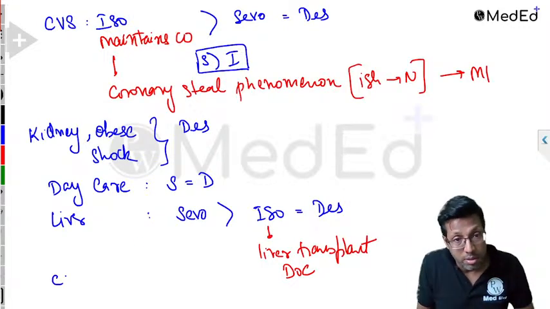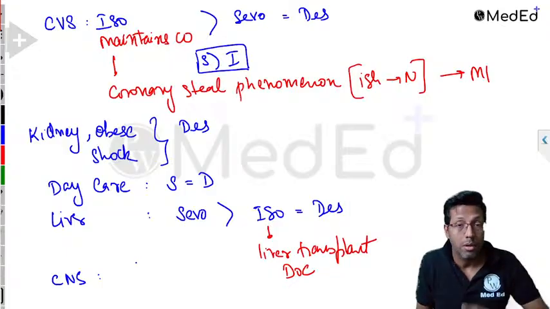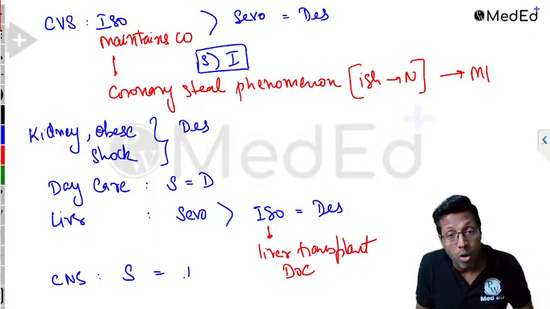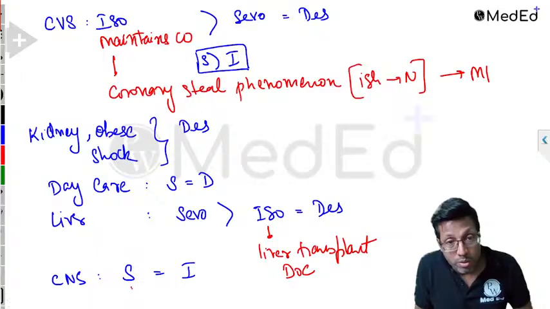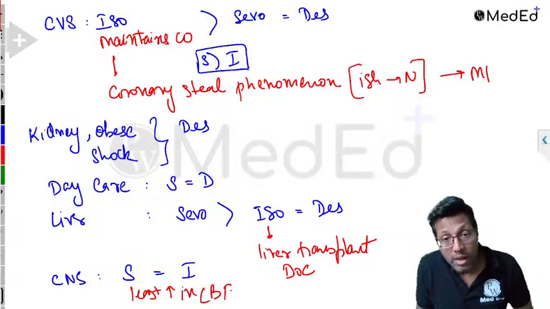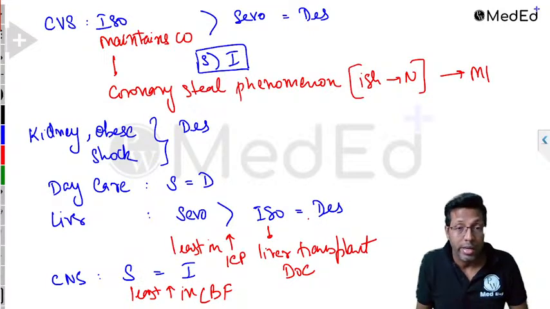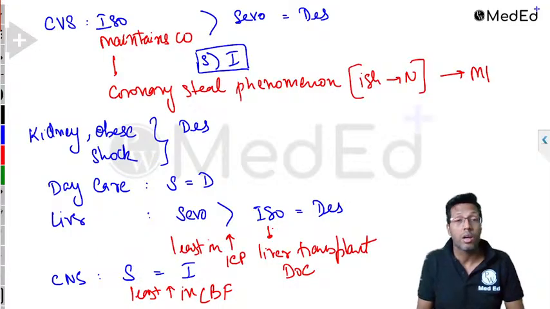CNS. Again, some people say sevoflurane, some people say isoflurane. I would say it depends. Sevo and iso both can be used. It depends on what, right? What are the individual properties? Sevoflurane produces the least increase in the cerebral blood flow, while isoflurane has the least increase in intracranial pressure. Both of them can be used, but yes, sevoflurane being a newer agent, people prefer to use sevoflurane over isoflurane.